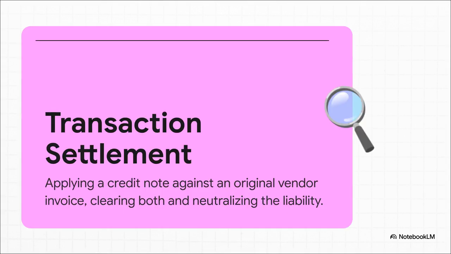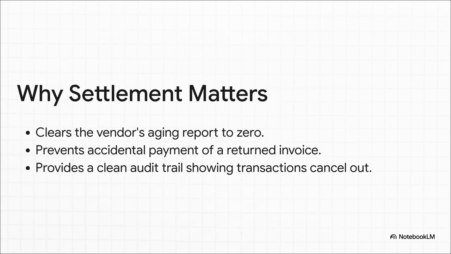All right, so once the inventory side is locked down with marking, settlement is what makes sure the financial books are perfectly balanced. This is that final step in accounts payable, where you officially tell the system, hey, this credit note fully cancels out that original invoice. And you absolutely have to do this.